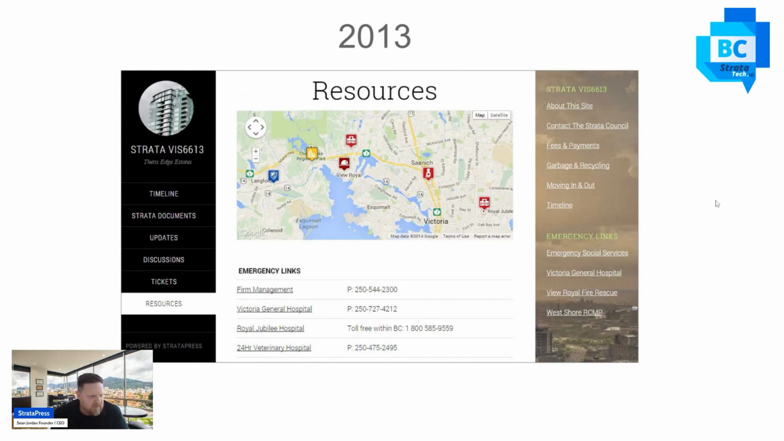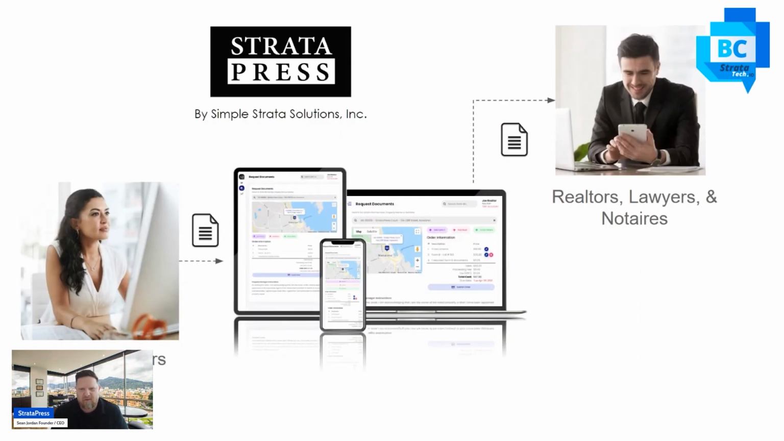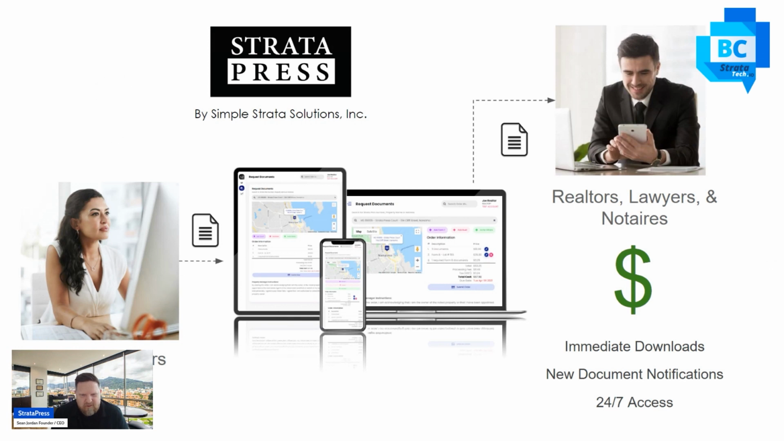So in 2016, we changed our business model, and we started helping property managers fix a problem they had by automating document requests for a small transactional fee. But the property managers didn't want to give up any revenue from the sale of their strata documents, so we had no choice but to charge the user, which is the realtors, lawyers, and notaries. So what's in it for them? Their most valuable asset, time.